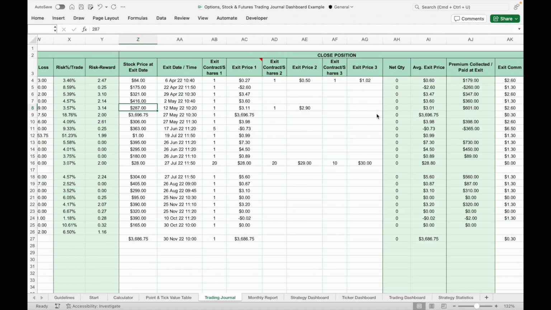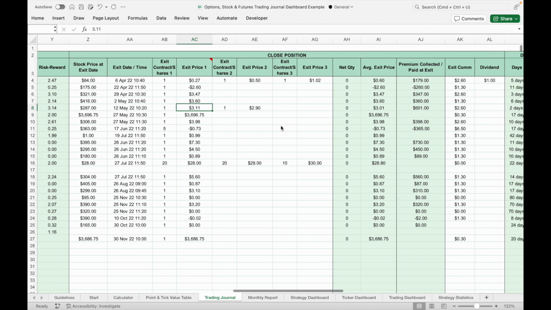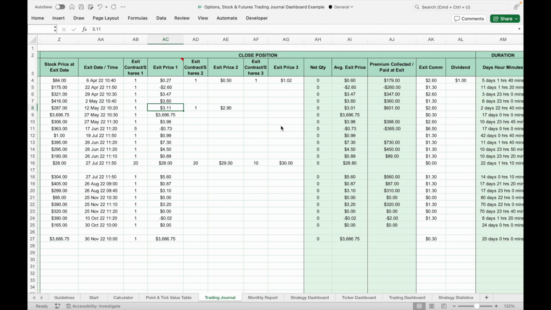After you have closed the position, input the stop price at exit, exit date and time, exit position, and exit price. If you exit the position in multiple stages, input the first, second, and third positions and prices in their respective columns. The cell in green will calculate the average net exit price for you. Remember to put a minus sign if you pay a debit to exit the trade. Finally, input the commission you paid when exiting the trade.